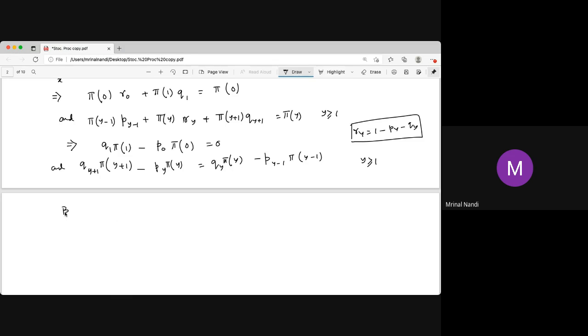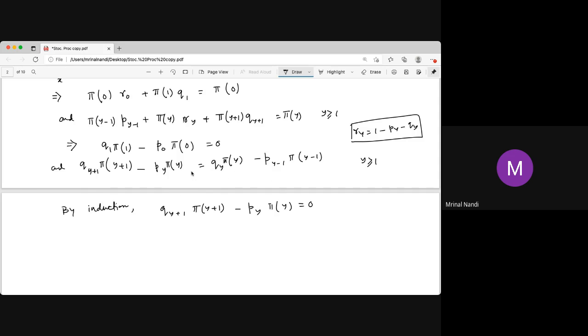Now by induction, what happened? By induction, q(y+1)π(y+1) − p(y)π(y) is 0. So it is just by induction. Start from y equal to 0, we have this expression is 0, and for any y, this is one step forward, the left hand and right hand are the same, just y replaced by y minus 1.